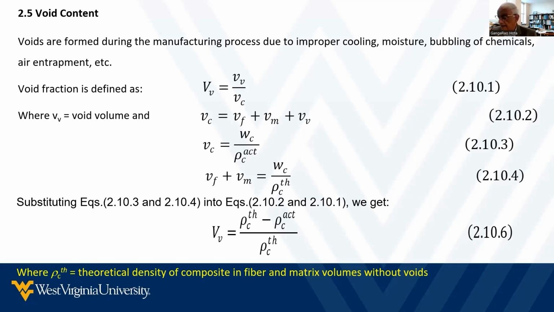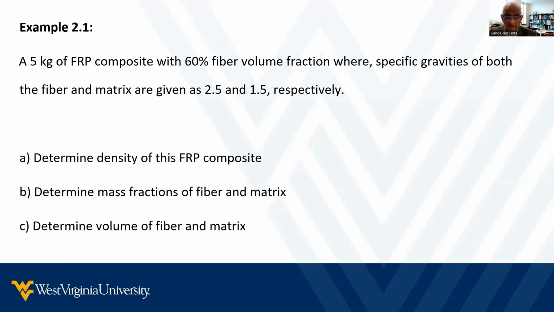The next slide is a very quick example. It is a 5 kg FRP composite with 60% fiber volume fraction, and the specific gravities of the fiber and the matrix are 2.5 and 1.5. This is a very rudimentary example to illustrate the use of these above equations.